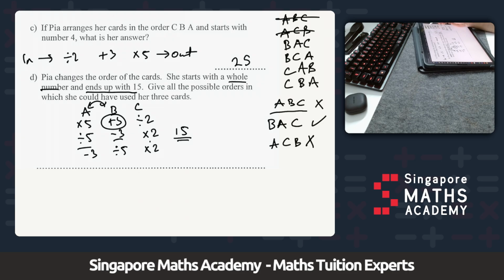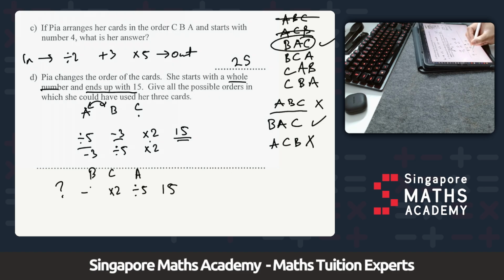Yes, right. So BAC does work. Tick. How about BCA? Let's get rid of this because it's confusing. We've got 15 at the end, and we're trying to work out what the initial number is. It has to be a whole number. For BCA, A is divided by 5, so we can divide by 5, and then we can do times 2, and then we can subtract 3.